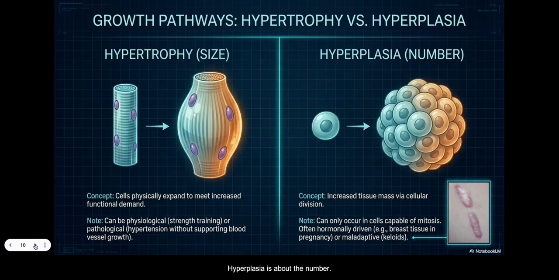Hyperplasia is about the number. It involves cellular division and can only occur in cells capable of mitosis. A common maladaptive example of hyperplasia is the formation of keloid scars.